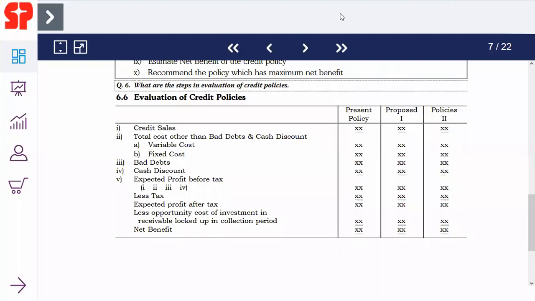Okay, so today we will understand evaluating the various credit policies. What is the concept of evaluation of credit policy? In this, the first thing we will see is the benefit associated with giving goods on credit, that is credit sales. The second thing is the cost associated with giving the goods on credit.